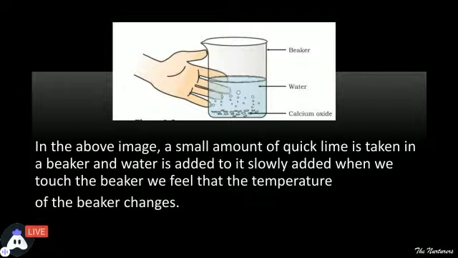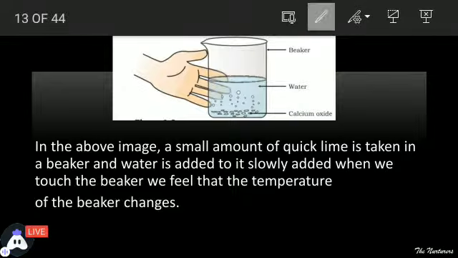In the above image, a small amount of quicklime is taken in a beaker and water is added to it slowly. When we touch the beaker, we feel that the temperature of the beaker changes. First of all, you need to comment in the chat box: when calcium oxide and water are reacting, will the temperature increase or will the temperature decrease? What will be the change you would be noticing? Hurry up.